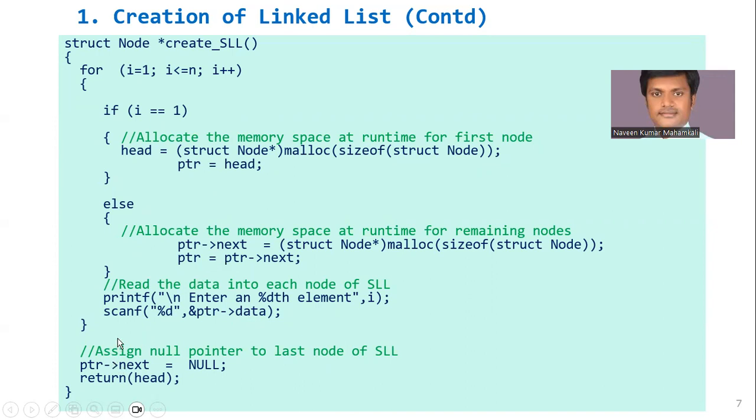Now ptr points to the last node. We have to make the last node's next null. As I told you, the last node should contain null in its address field, that is, its next field. And finally, this function returns head.